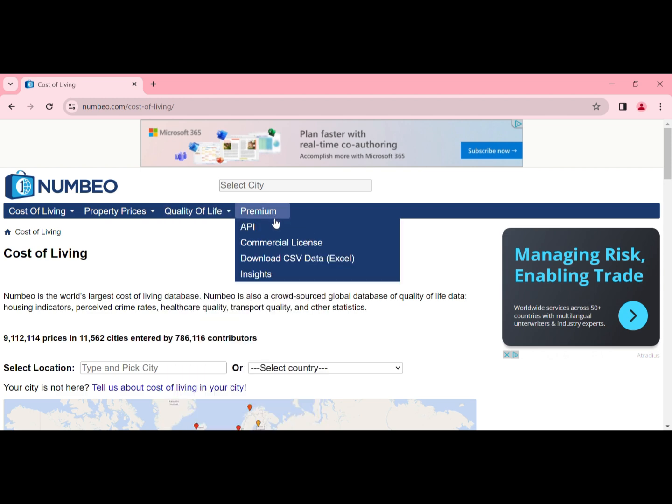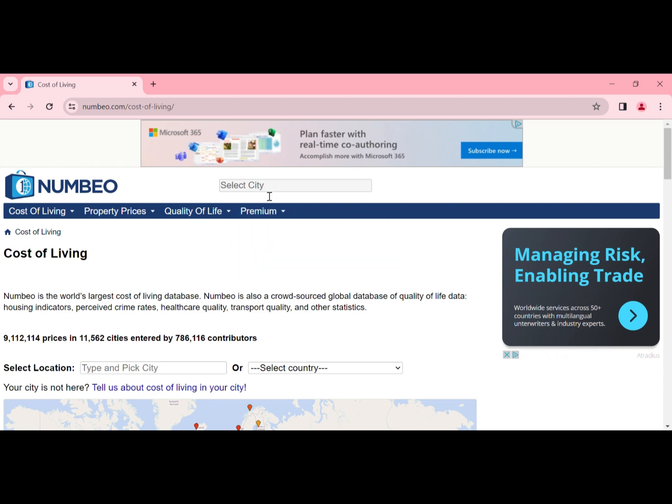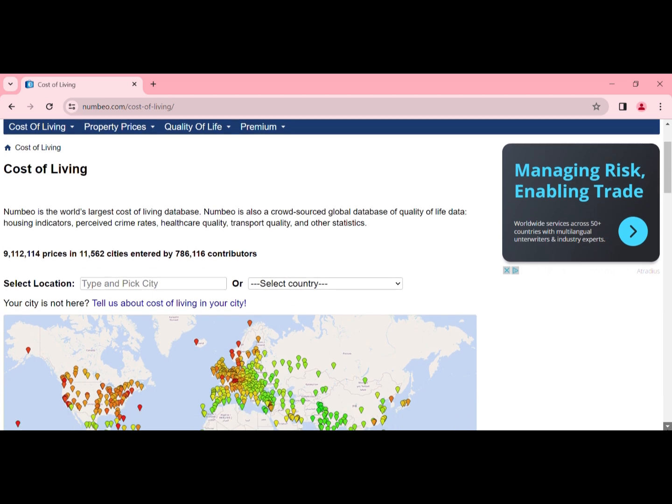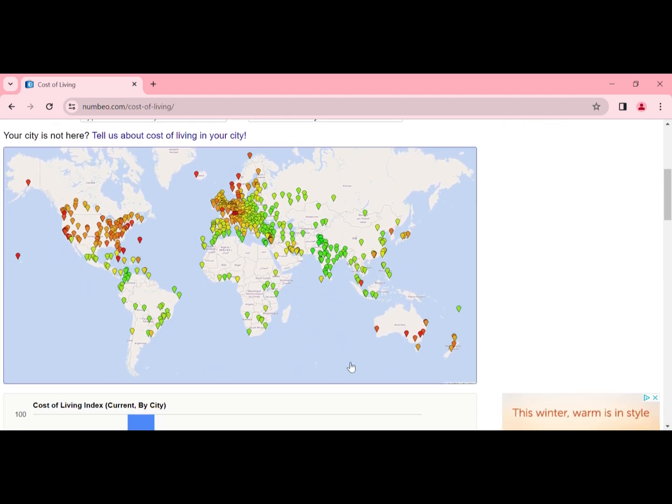Okay, and I think it's a very good website. Seriously, guys, at least if it's not going to give you the accurate prices or rates, at least it gives you a fair idea. Okay, so you can actually compare countries as well. Any countries, city, towns, even in Africa and Asia, wherever you want to. It's actually for the whole world. You can see your city is not here. Tell us about the cost of living in your city. Okay, if your city is not here, just tell them.